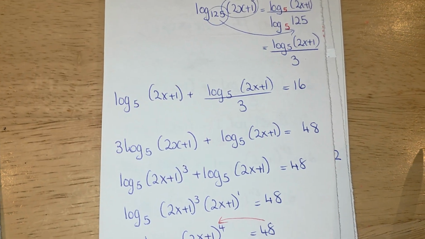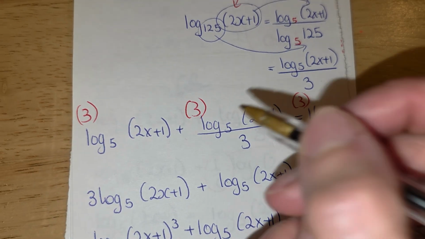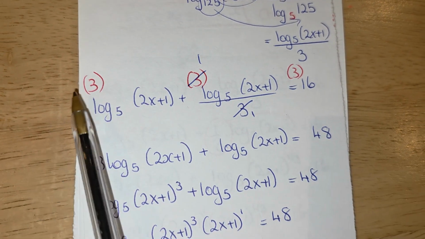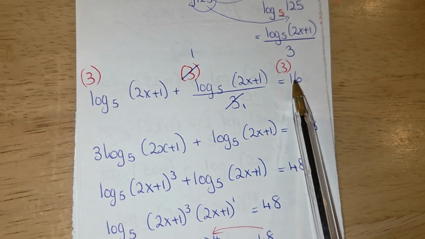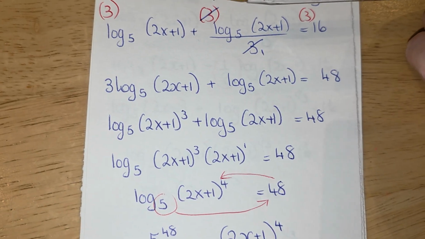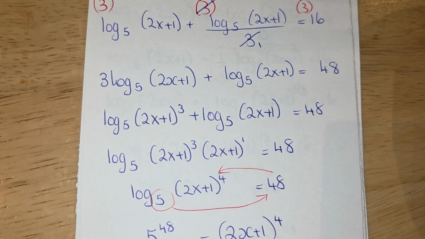Next step, don't like fractions. So multiply across by 3 to get rid of the fraction. Simplify where you can. 3 into 3 goes once, so the fraction's gone. You're left with 3 times the log of that plus 1 times the log of that equals 3 times 16, which is 48. So now at this stage, there's a couple of different ways we can actually answer this question.